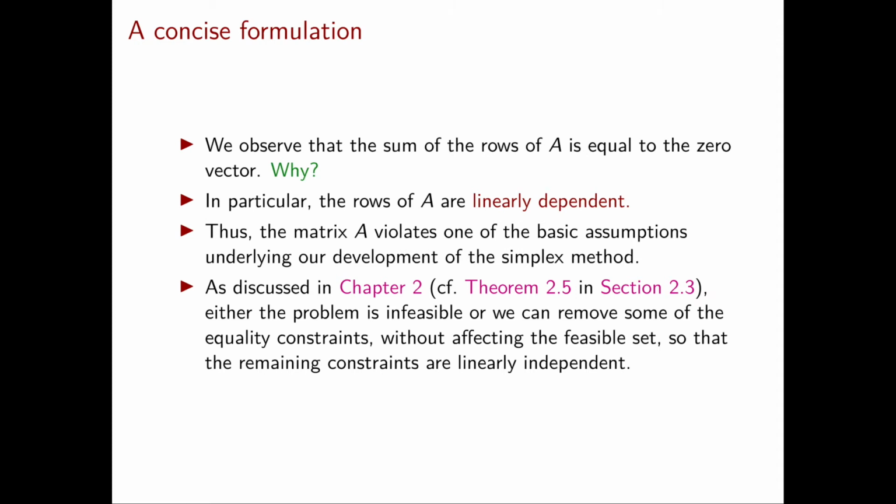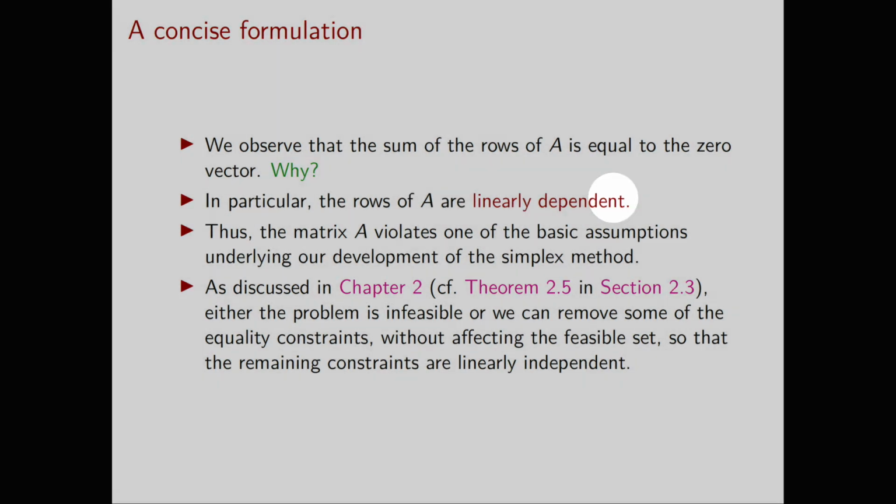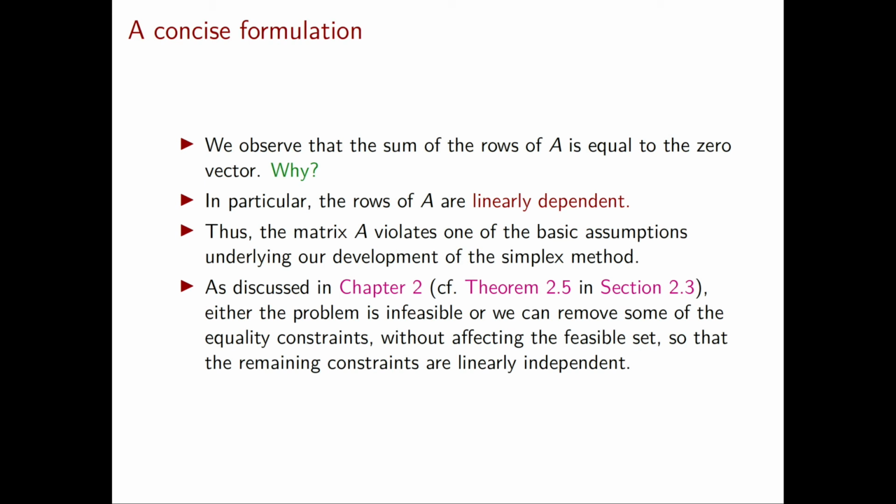We immediately observe that the sum of the rows of A is equal to the zero vector. This is immediate to realize because every column contains a +1 and a -1. However, this is bad news because this means that the rows of A are linearly dependent. And so our matrix A violates one of the basic assumptions in our development of the simplex method. Back in chapter 2, we discussed this possibility, and we saw that in this case either the problem is infeasible or we can remove some of the equality constraints without affecting the feasible set. Removing these equality constraints allows us to be left with constraints that are linearly independent.